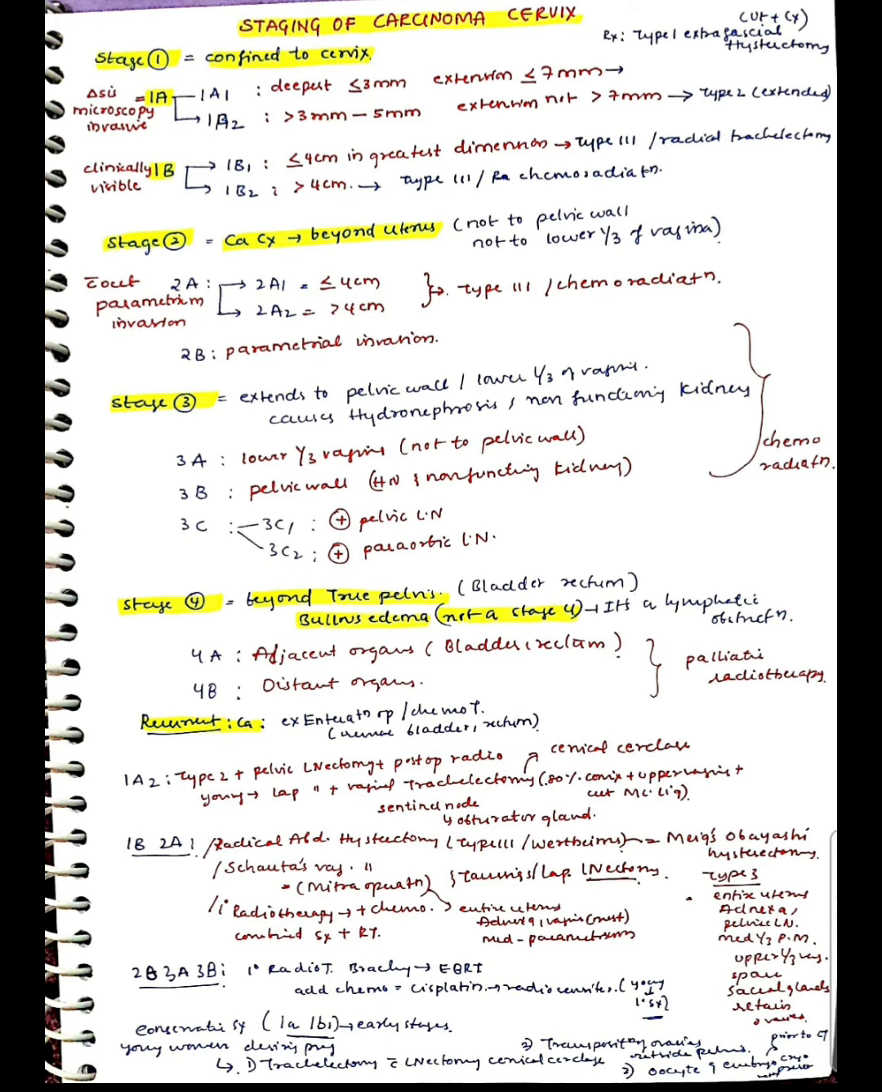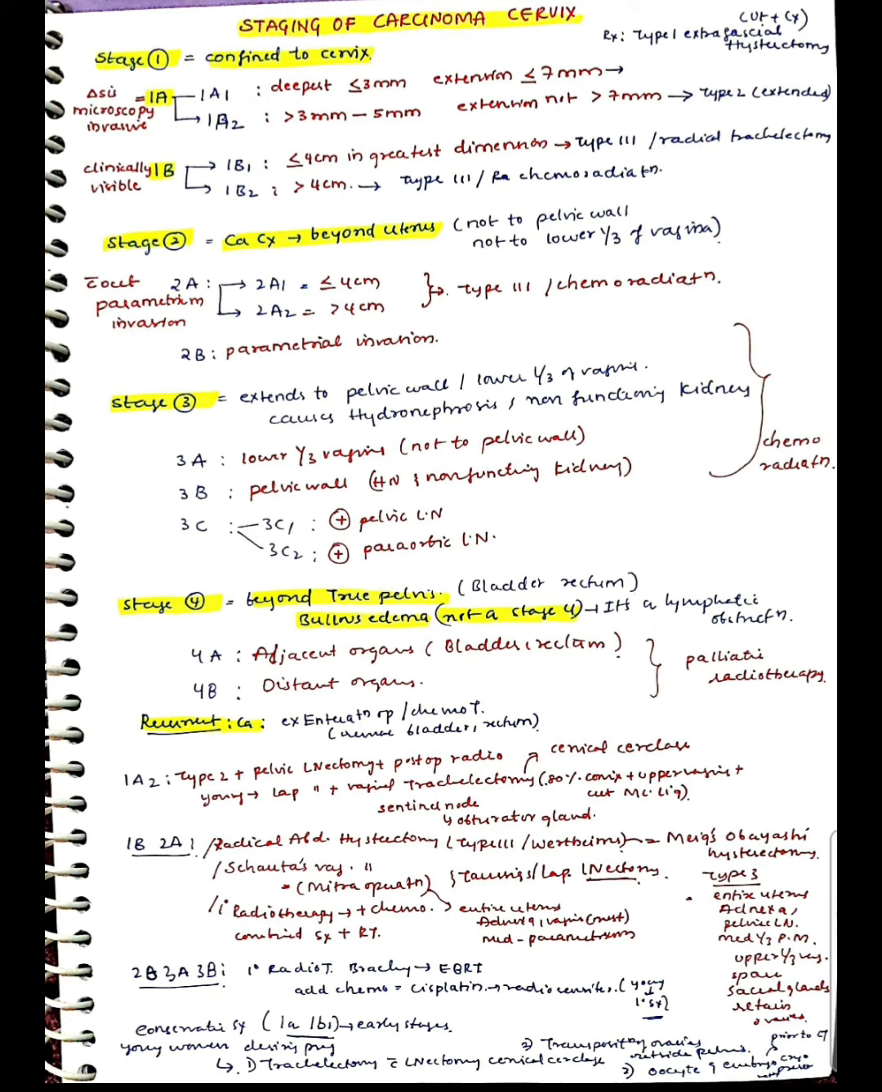What is stage 3? Here the cancer extends to the pelvic wall and also the lower 1/3 of the vagina, and it can cause hydronephrosis and non-functioning kidney. This stage 3 is divided into 3A, 3B and 3C. Now 3A involves the lower 1/3 of the vagina, not the pelvic wall. In stage 3B, the tumor involves the pelvic wall, so hydronephrosis and non-functioning kidney can be there. Now stage 3C is again divided into 3C1 and 3C2. In 3C1, the pelvic lymph nodes are involved. In stage 3C2, para-aortic lymph nodes are involved.